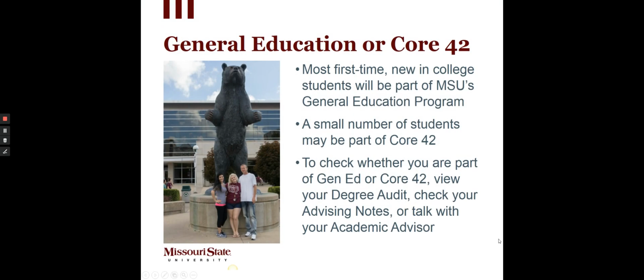Most first-time new in college students will be part of Missouri State University's general education program, but there are a small number of students who may be part of a program called Core 42. Core 42 is for students who are transferring in more than 12 credit hours from a set of select institutions. To check whether you're part of Core 42 or general education, you can view your degree audit, check your advising notes, or talk with your academic advisor.